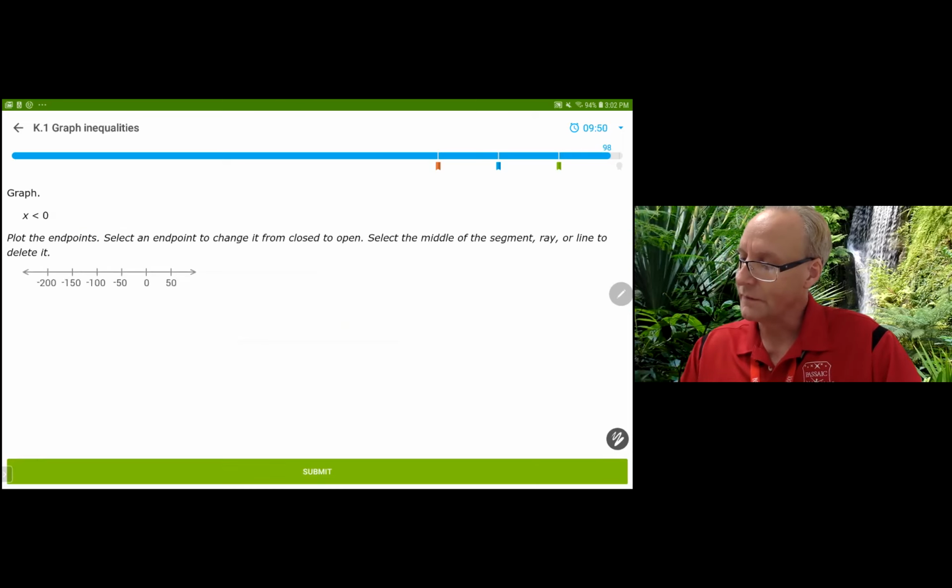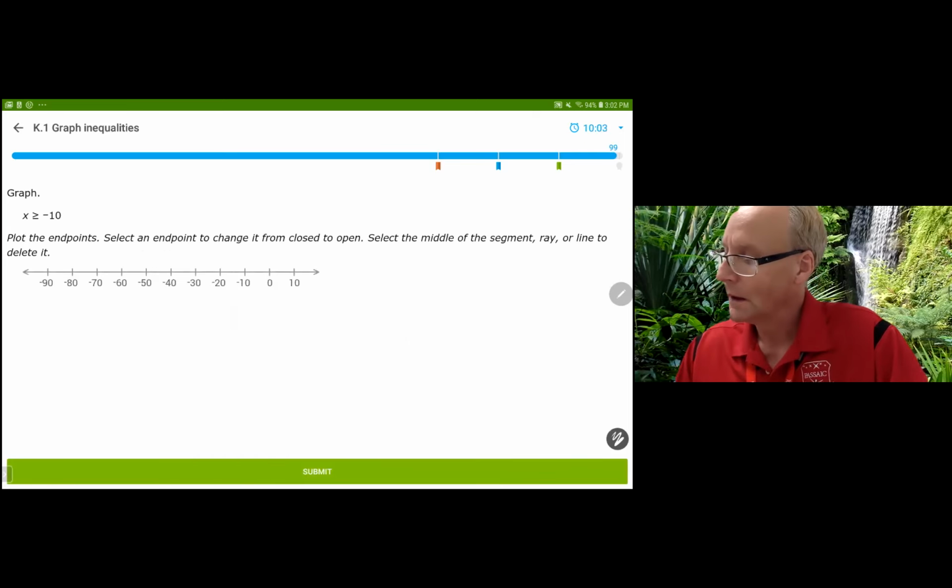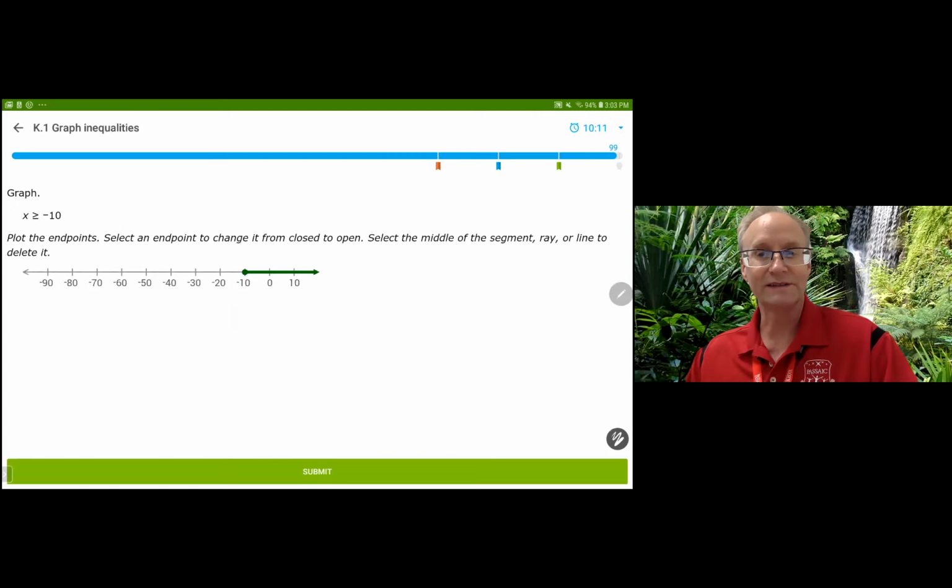X is less than 0. Hopefully you can see I need to not include 0. And we have one last one, and then we're done, okay? X is greater than or equal to -10. And we're all done. I hope you guys are able to get it done just as easily.